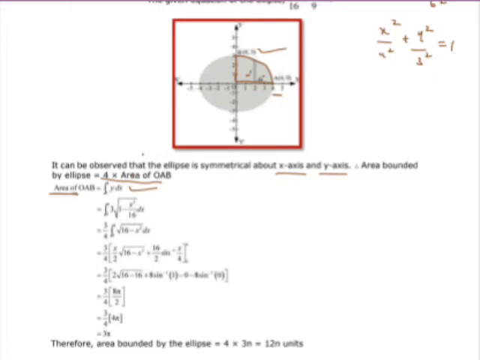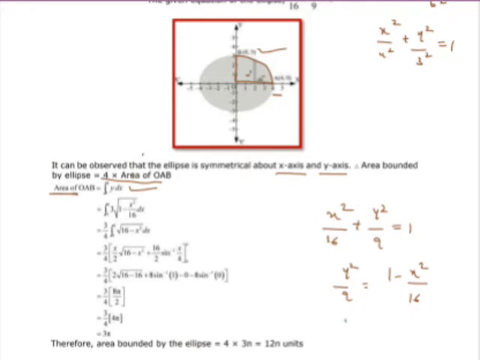So let's see y dx as it is. Then the value of y is here. Just you have to find the value of y. It is x square by 16 plus y square by 9, which is equals to 1. So y square by 9 is equals to 1 minus x square by 16.